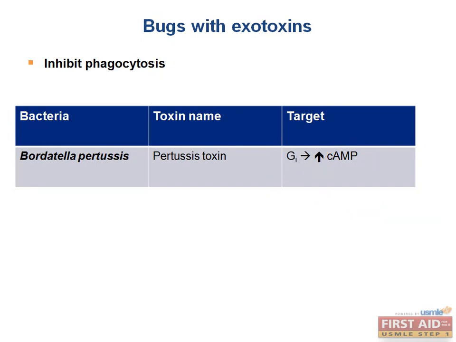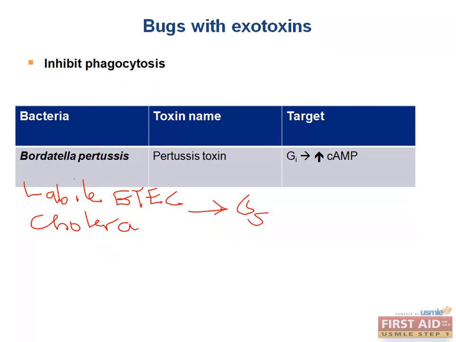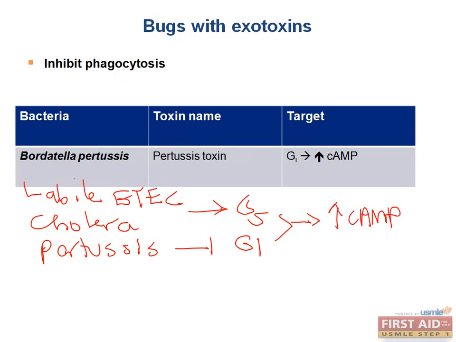Let's quickly review which bacterial toxins affect cyclic AMP production. Which three toxins overactivate adenylyl cyclase? Two bacterial toxins permanently activate GS: heat labile toxin of ETEC and cholera toxin of Vibrio cholera. Both of these activate GS. And one toxin, the pertussis toxin, inhibits GI. Both of these cause increased cyclic AMP production.